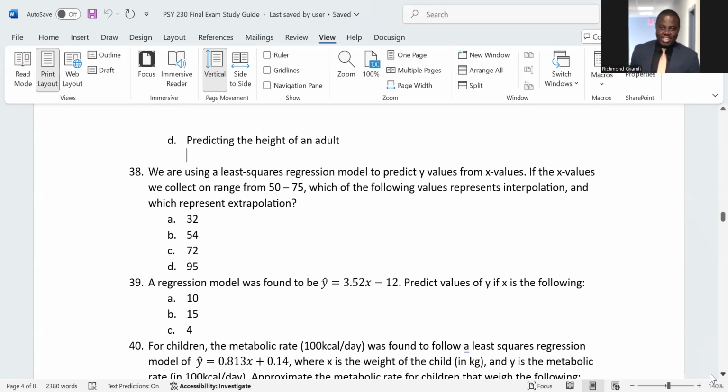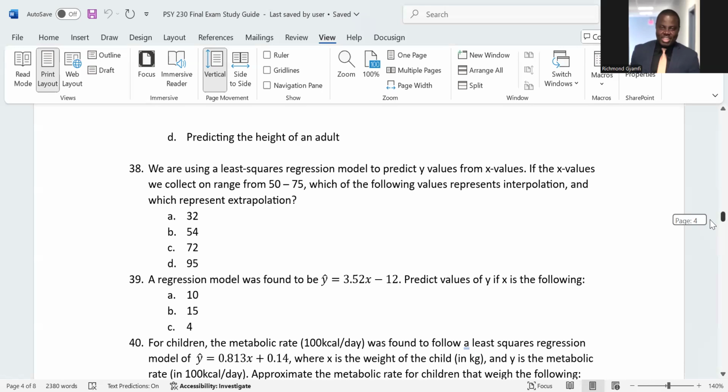B says 54. Is it within or outside? It's within. So that is interpolation. 72, interpolation. 95, extrapolation. And you are done.